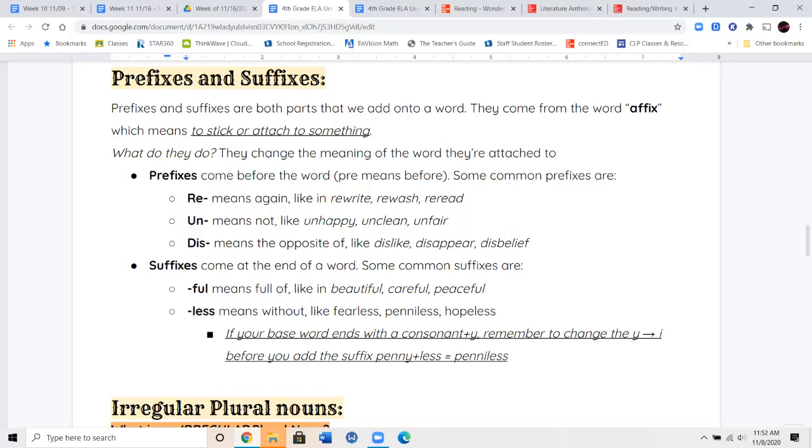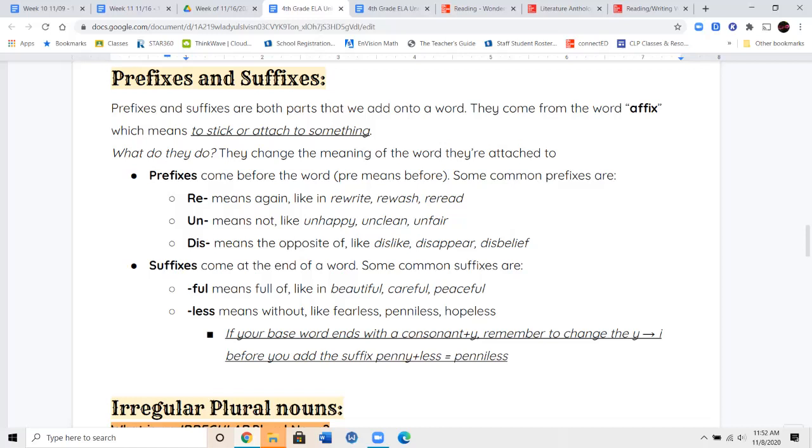Now, just like we did with plurals, when your base word has a consonant letter plus the letter Y, you have to change that Y into an I before you add anything else. Whether you're making it a plural or whether you're adding a suffix, you have to make sure that you are changing that Y into an I before you add whatever ending you're adding. So penniless comes from the word penny plus less. So penny is P-E-N-N-Y. But when I write penniless, I change that Y into an I, and then I add that suffix.